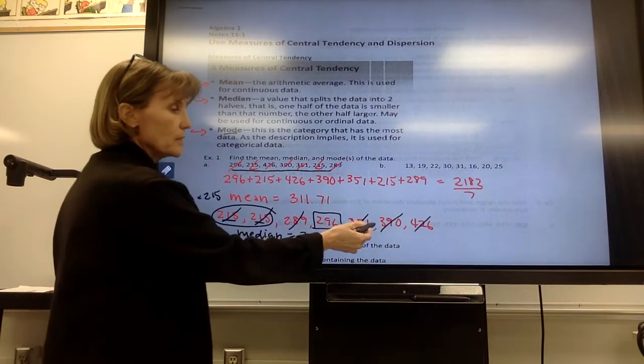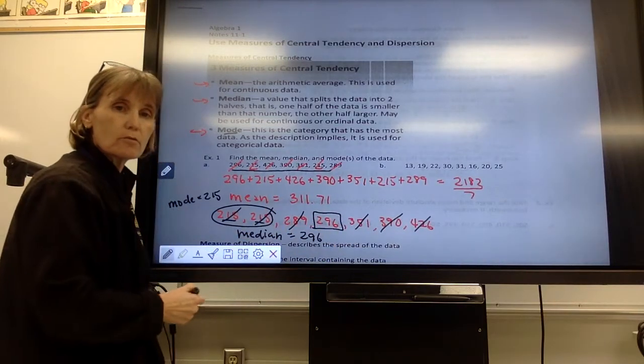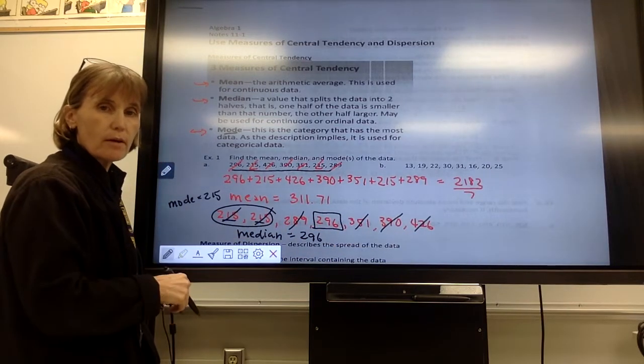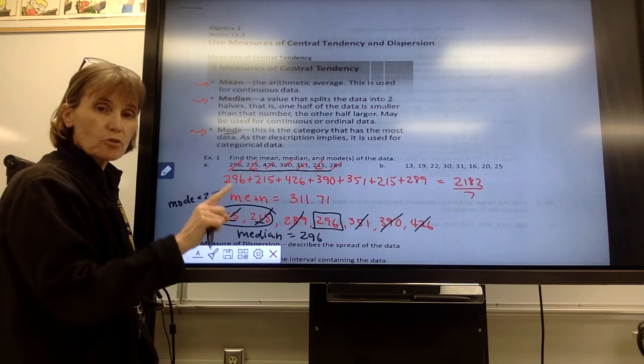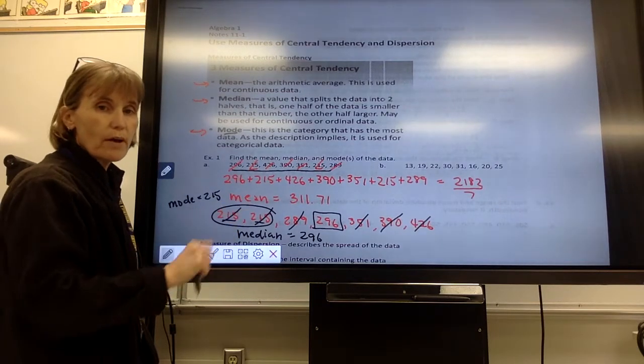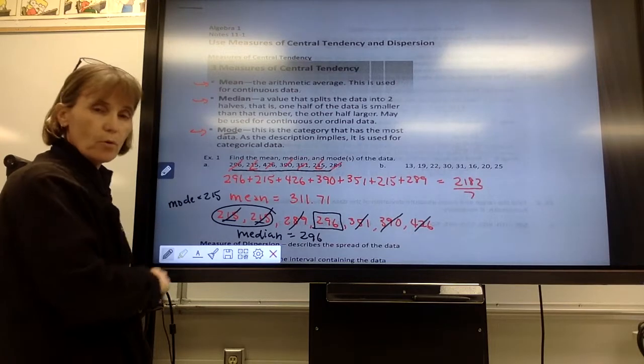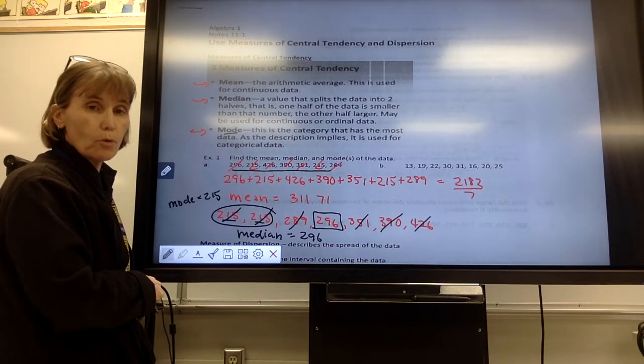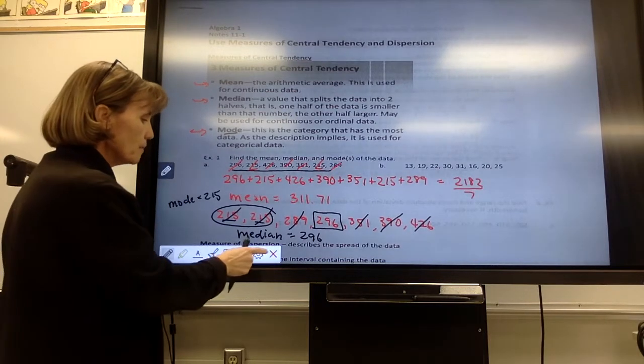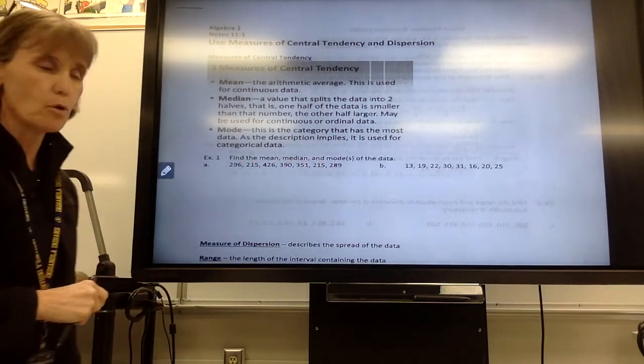If there was another piece of data that happened twice, then I'd have 2 values that are modes. So you can have a variety of answers there for your mode. But there's one mean, there's going to be 1 value for your median, but you could have more than 1 value for a mode, or you could have no mode at all. Okay, that's how we do mean, median, and mode.